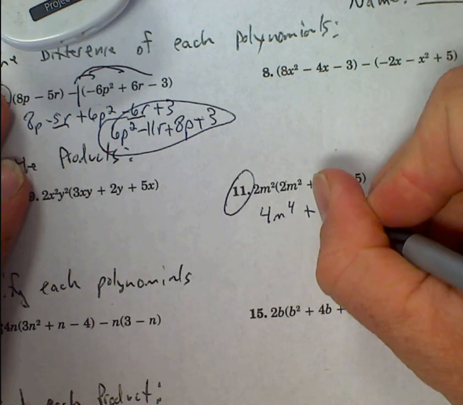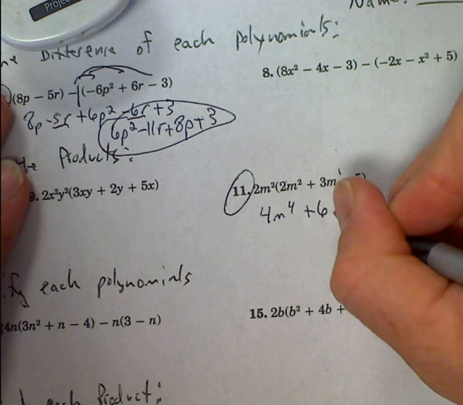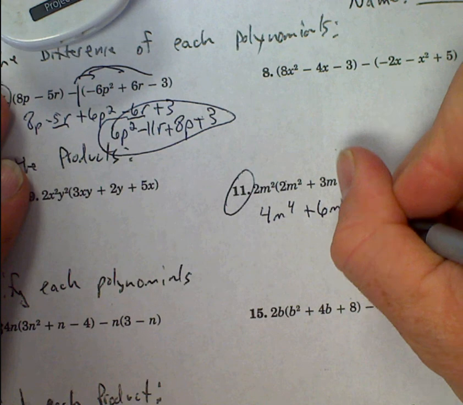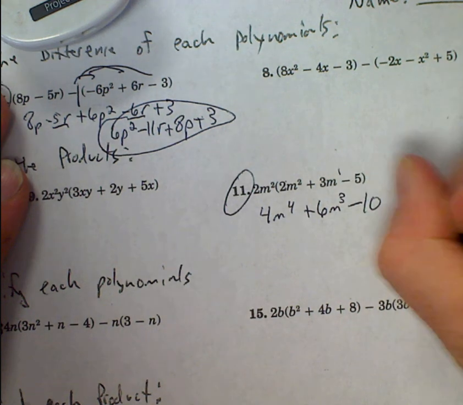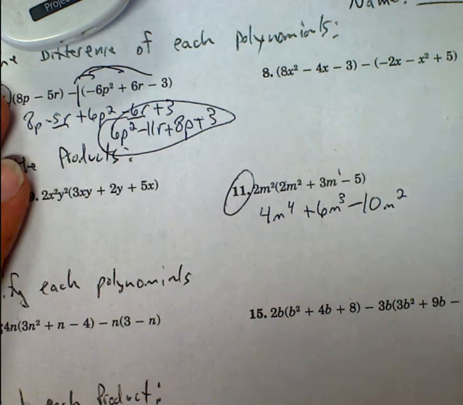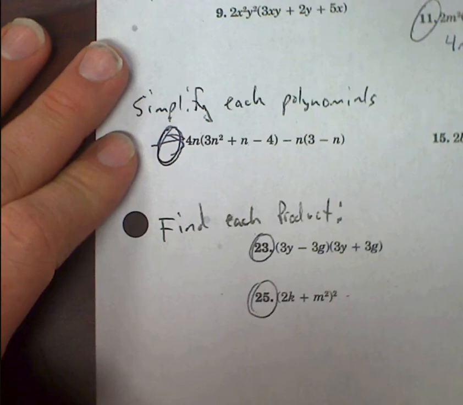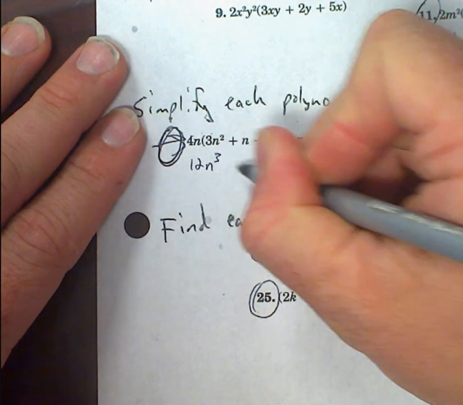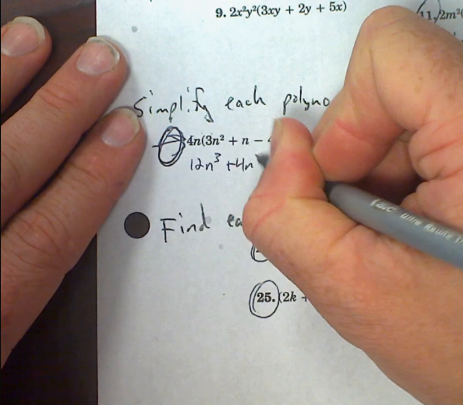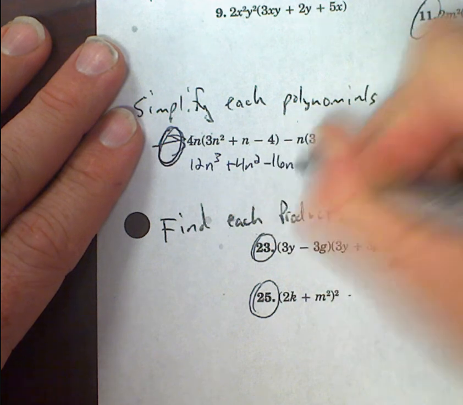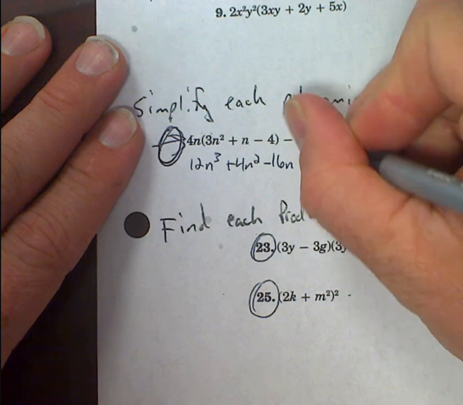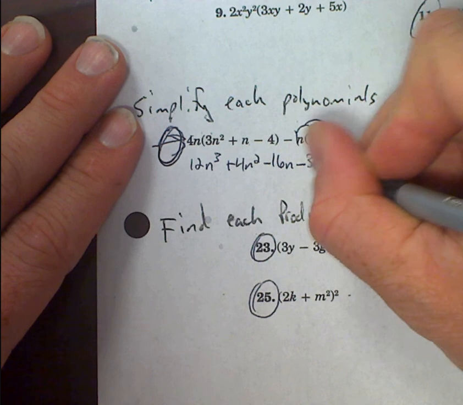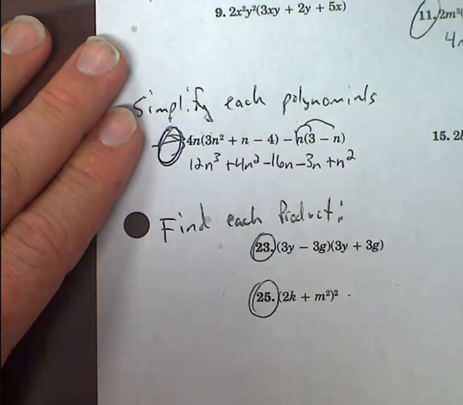Plus 2 times 3 is 6, m2, m1 becomes m3, minus 10 m squared. Simplify each polynomial. So 4 times 3 is 12 n to the third, plus 4n squared minus 16n. Distribute negative 1n, which would be negative 3n plus n squared.